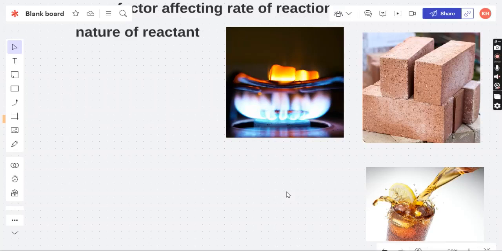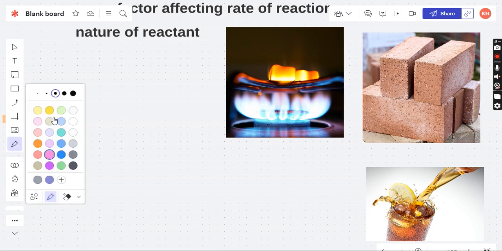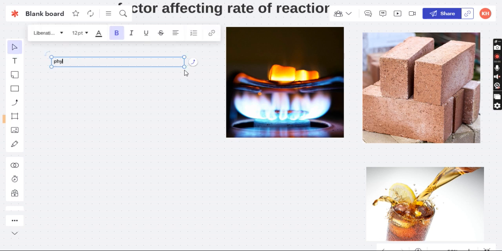So the rate of reaction, the fourth factor that we're going to discuss here, also depends upon the physical state of the reactor. Okay, what does the physical state of matter mean?